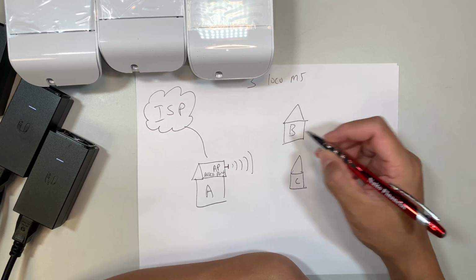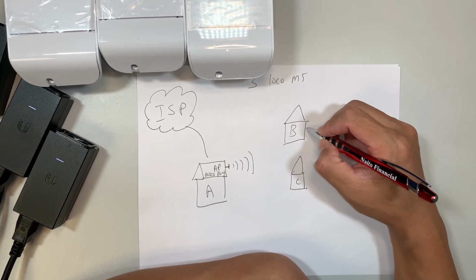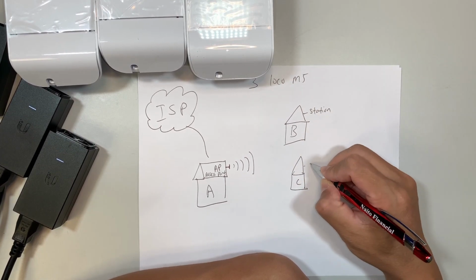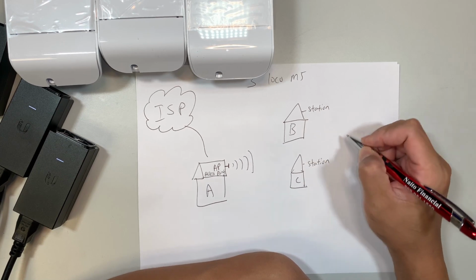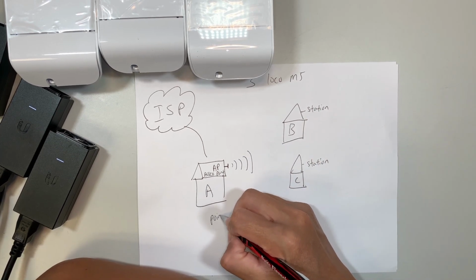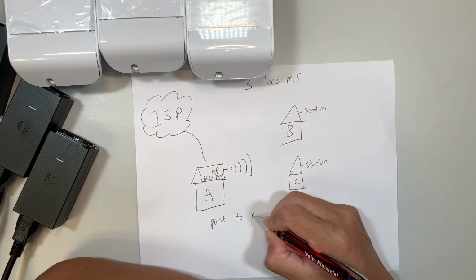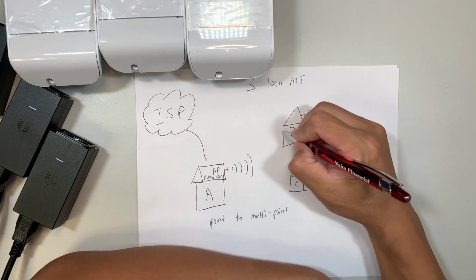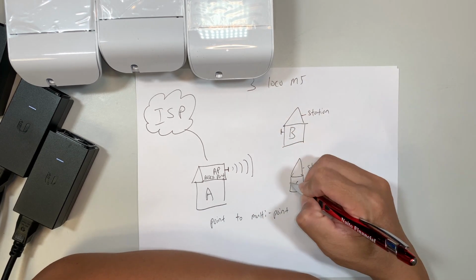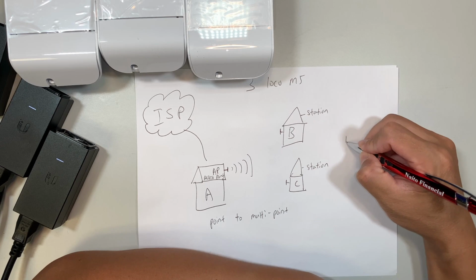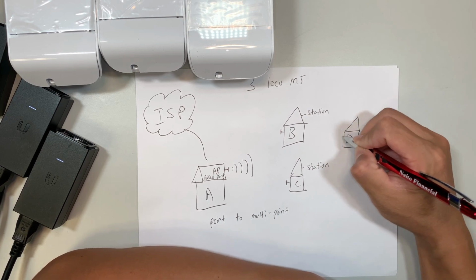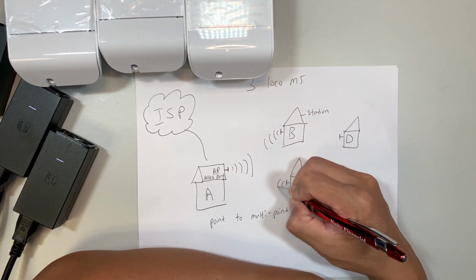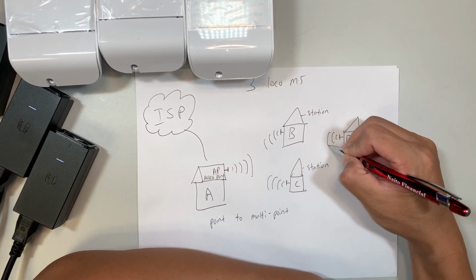So this would be your station, and this is what we call point to multi-point. That means you can have one here, you can have D building if you like, one here to receive the signal coming from A building.